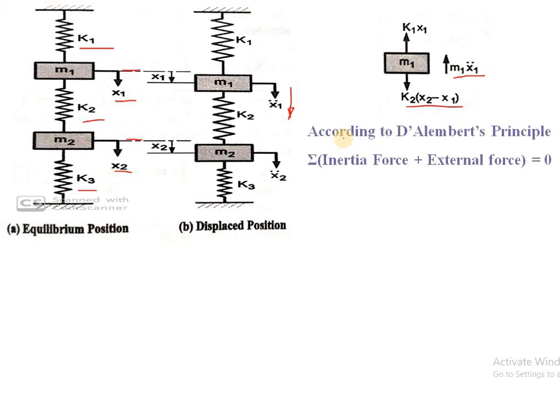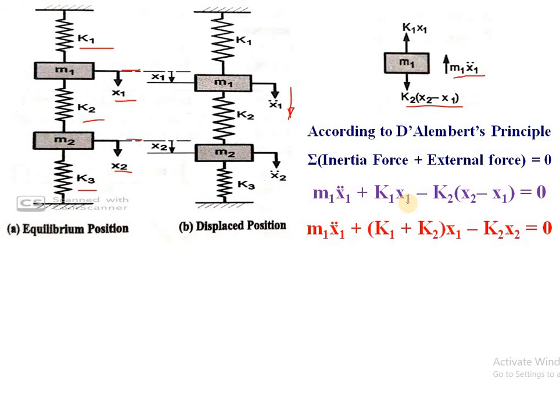Now the next task is to write the equation according to D'Alembert's principle, which is nothing but, or the formula is, summation of inertia force plus external force equals 0. So inertia force is m1 x1 double dot and these two are the external forces. So m1 x1 double dot plus k1 x1, and this k2 force is opposite to these two, so minus k2 in bracket x2 minus x1 equals 0. By rearranging these terms, m1 x1 double dot plus, taking k1 from over here and k2 into x1 over here, k1, this minus into minus gets plus, k1 plus k2 in bracket x1 minus k2 x2 equals 0. So this is nothing but the first equation of motion.